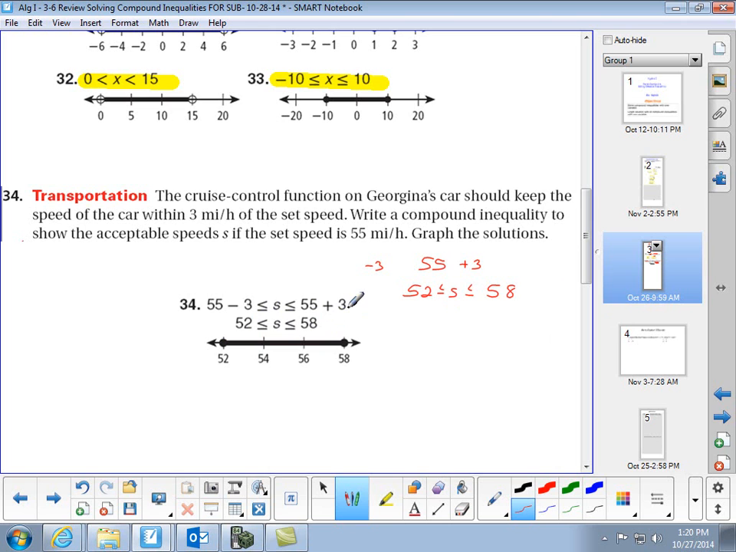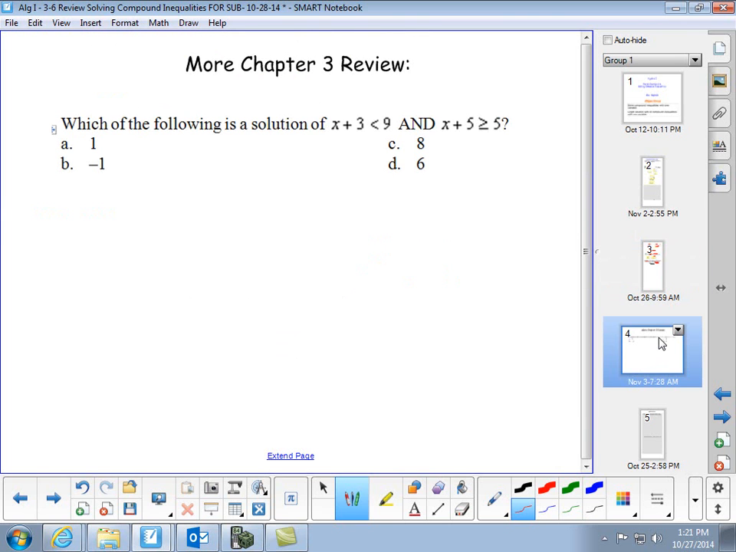Okay, if you need to pause the video, you can, but what I'd like you guys to do is turn your homework over or somewhere on the corner edge of your homework. I'm going to give you 3 problems to think about, and you guys can work on them and then restart the video. So the first one says, which of the following is a solution to x plus 3 is less than 9 and x plus 5 is greater than or equal to 5. So if you want to pause the video, give a few minutes to work on this, not even, maybe a minute at most, and then we'll come back and talk about the solution.